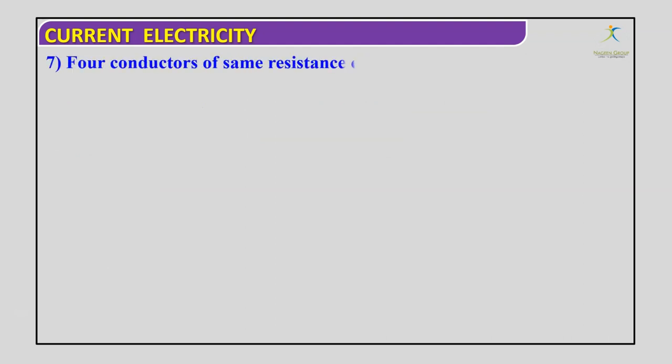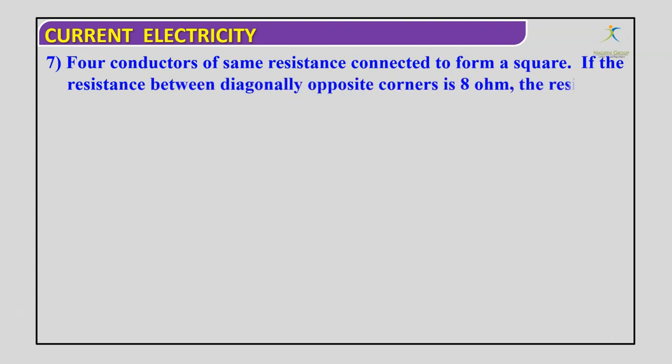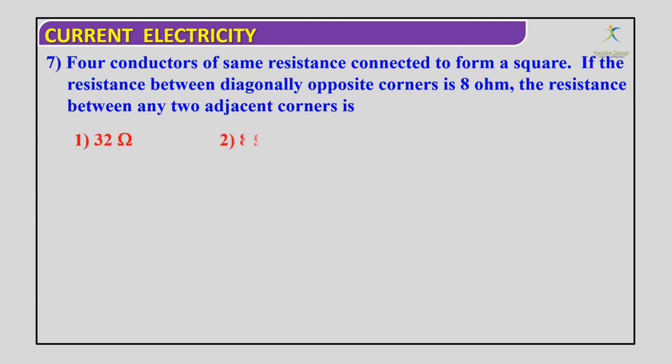Next question we have 4 conductors of the same resistance connected to form a square. If the resistance between the diagonally opposite corners is 8 ohm, the resistance between two adjacent corners is. We have these options.